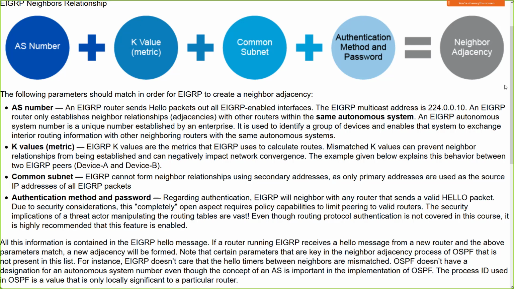K values have to match. The K values, like I said, there's 5 K values, and they're used in the metric calculation. We'll have our metric discussion in the next section. But the K values have to match between peers, all right? And even though Cisco gives you the ability to change the K values by using the metric weights command under the EIGRP process, Cisco says don't ever change them.